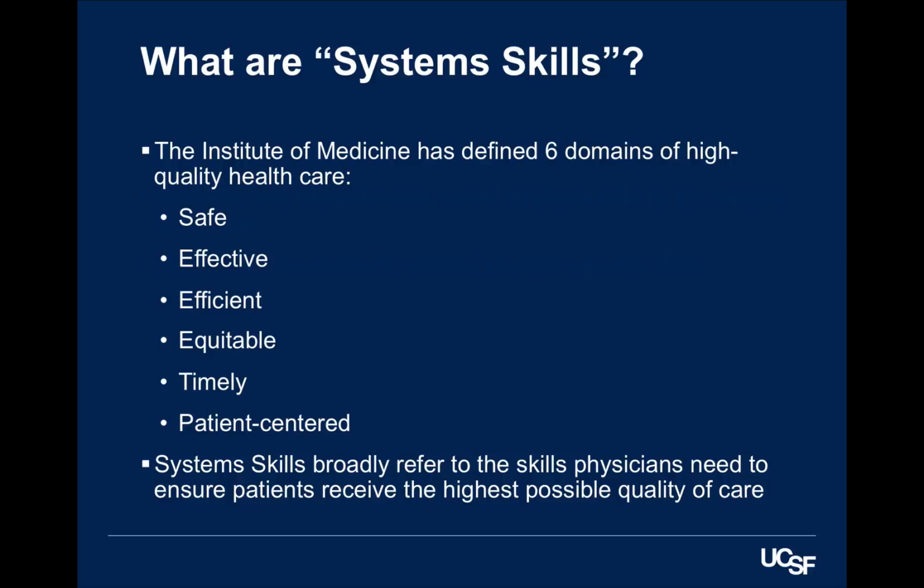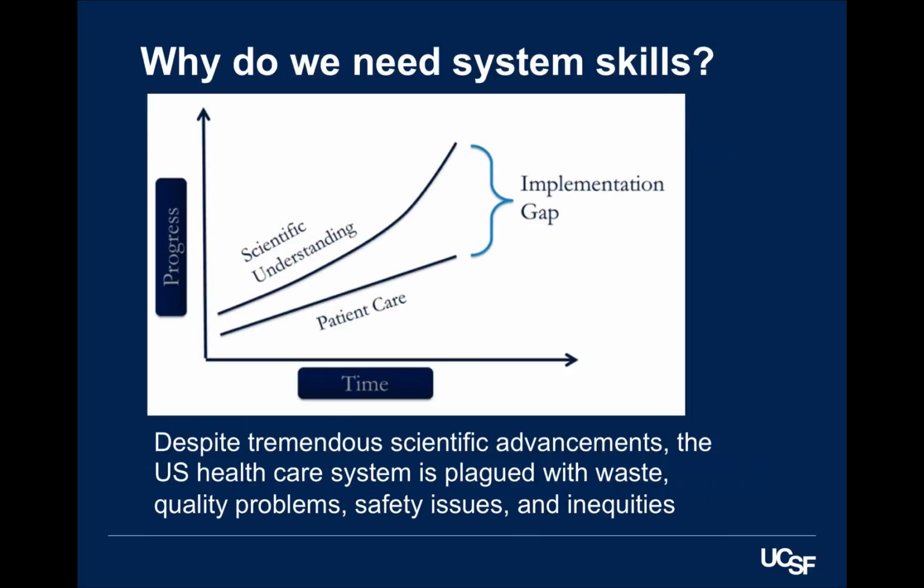Healthcare should be timely, in that we should not ask patients to wait or be inefficient in our use of resources. And healthcare should be patient-centered, in that we should always take into account our patients' values, goals, and preferences. System skills broadly refer to the skills physicians need to ensure patients receive care that meets these 6 goals. Why do we need system skills?